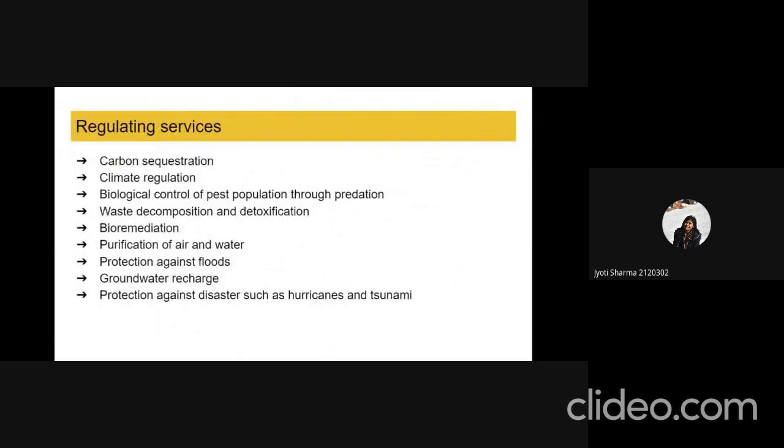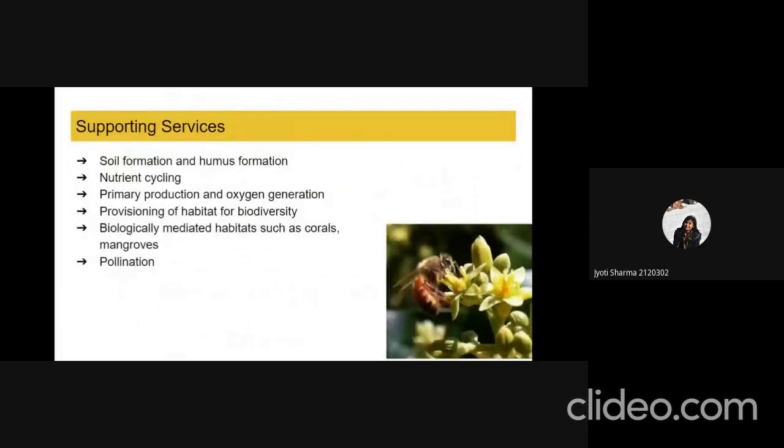Then we have the regulating services: carbon sequestration, climate regulation, biological control of pest populations through predation, then waste decomposition and detoxification, bioremediation. So we have a lot of regulating services that are being provided by the ecosystem. Then we have the supporting services: soil formation, humus formation, nutrient cycle, oxygen generation, then biologically mediated habitats such as coral, mangroves, and pollination. Okay, so such kinds of services can also be provided by the ecosystem. So these types of services come under the supporting services.